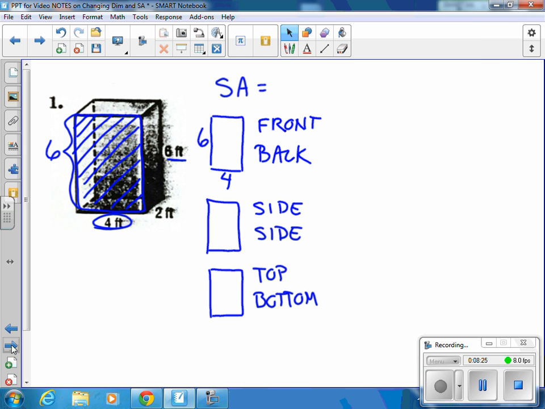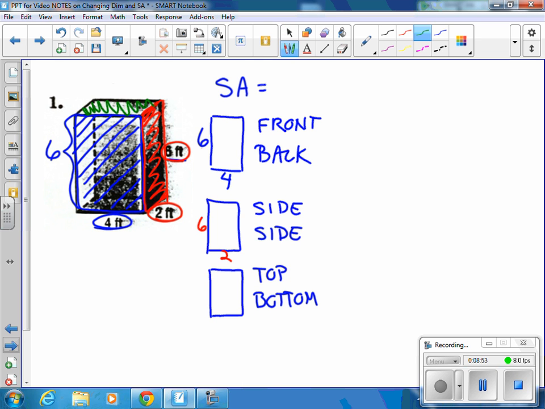Okay, so that's that one. I'll try to do another color here to show you the next one. My side and side would be this part here. Again, remember, if we're looking straight on it, that would be a rectangle. And then this is what I'm looking for. I'm looking at this one here, 2 feet by 6 feet. So this one is going to be 2 by 6. And then the last one is the top. There's my top and bottom. I'm looking at this side here, which is going to be 4. And then this side here, which is the same that's down here. That's 2. I'm going to write it over on this side. So we have 2 by 4.